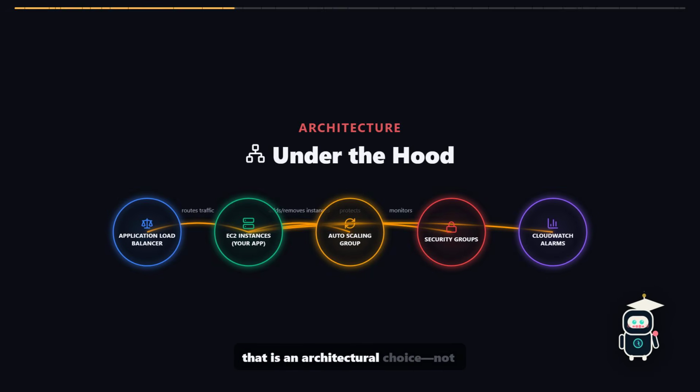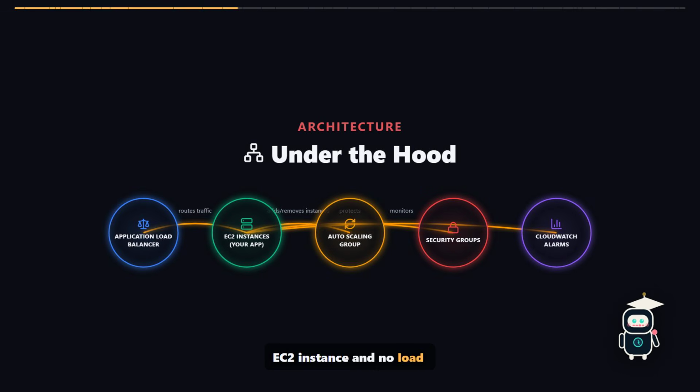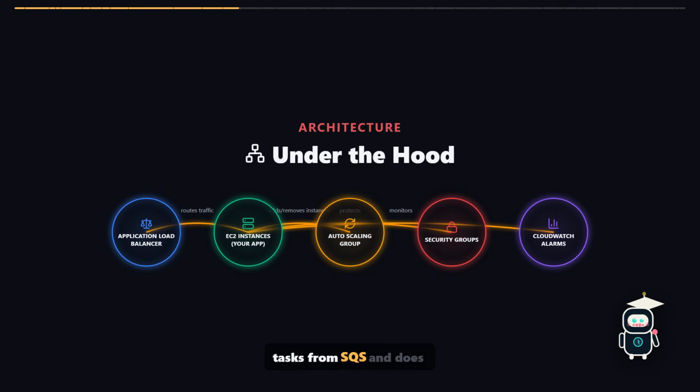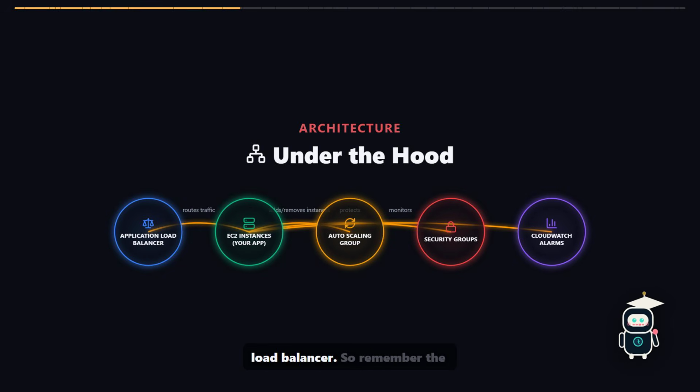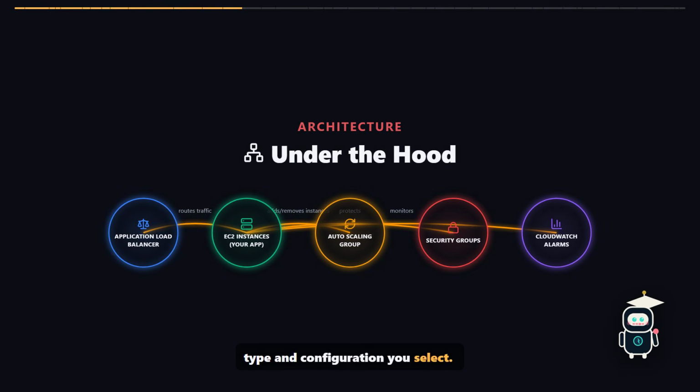But that is an architectural choice, not an automatic rule. Elastic Beanstalk also supports other environment types. A single instance environment has one EC2 instance and no load balancer. A worker environment processes tasks from SQS and does not use a public web load balancer. So remember the principle. Elastic Beanstalk provisions the resources that match the environment type and configuration you select.